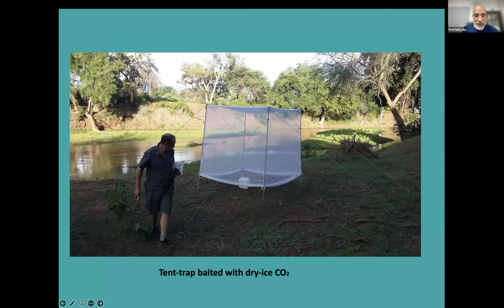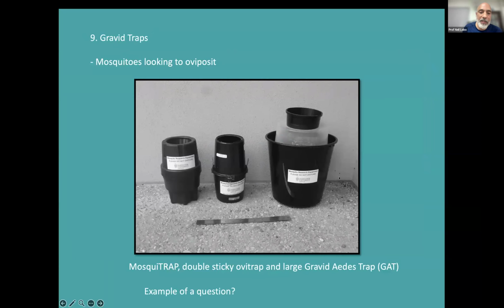Here's an example of a tent trap with dry ice placed near a river. And of course, we have gravid traps. Gravid traps sample mosquitoes that are looking to lay eggs, to oviposit. There are multiple different types. These are more effective for Aedes than for Anopheles in my experience, but maybe at your site, you can possibly find mosquitoes that are really sampled well with this trap. In my experience, Anopheles are not caught as well.